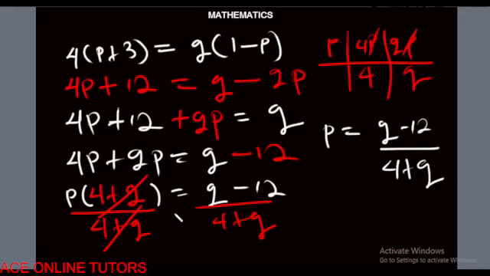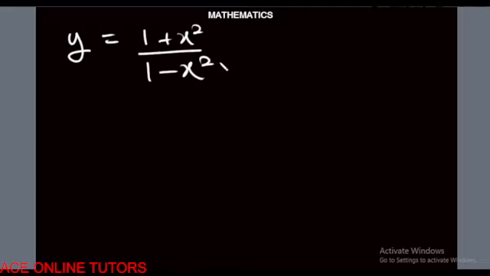So let me see if we can have another one. Yes, let's try this one. So we have y equals 1 plus x squared all over 1 minus x squared. What are we going to do? So we have been asked to make x the subject of the relation. Make x the subject of the relation.